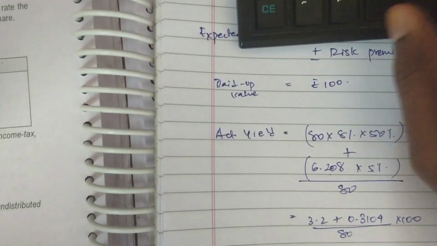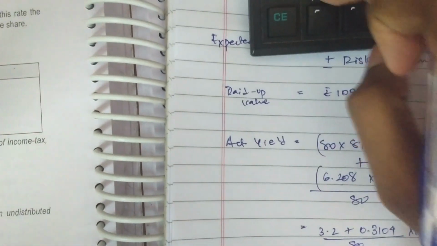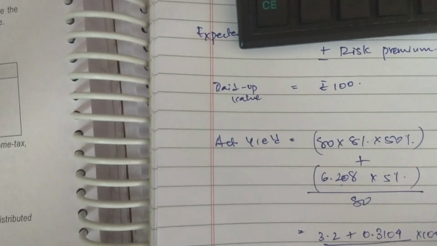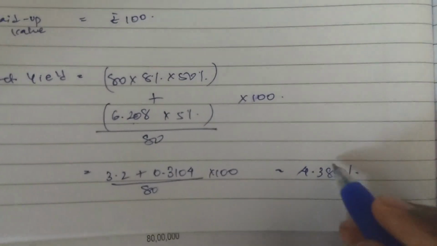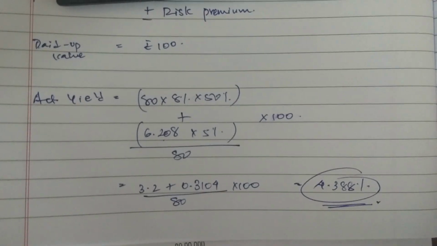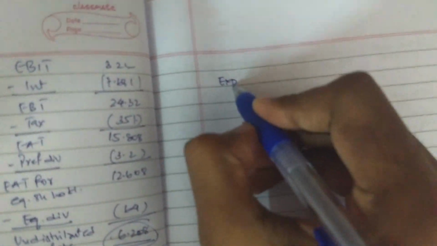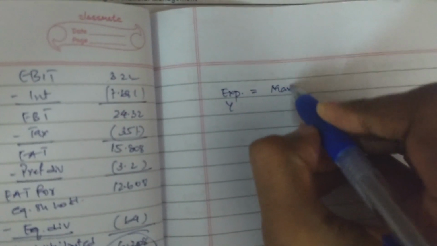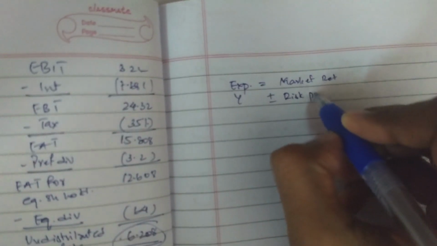So 3.2 plus 0.3104 divided by 80 into 100 gives you 4.388%. 4.388% is your actual yield. Okay, now here we have found the actual yield. Now we have to find the expected yield, right? We know that expected yield is equal to your market return plus or minus your risk premium.